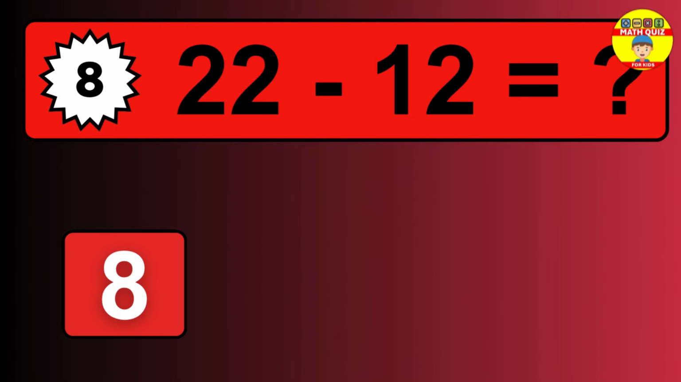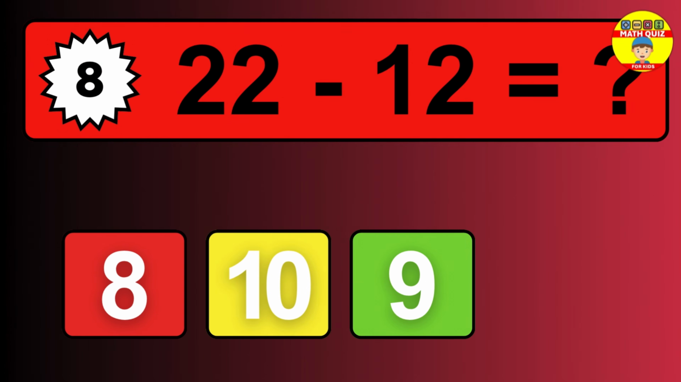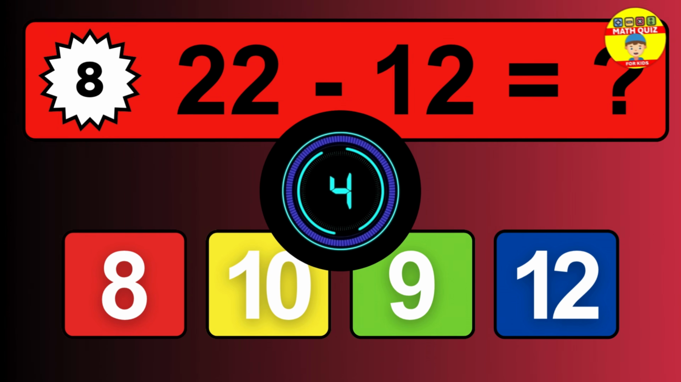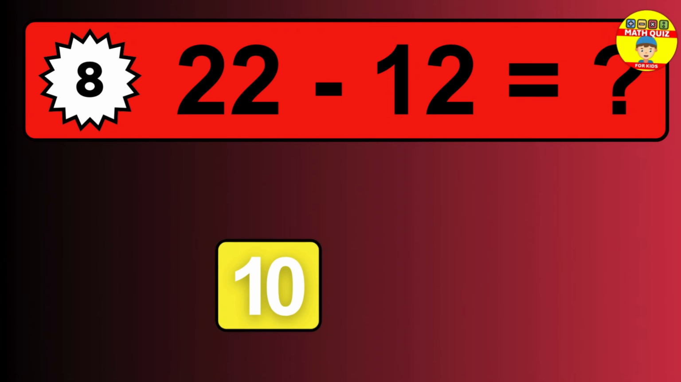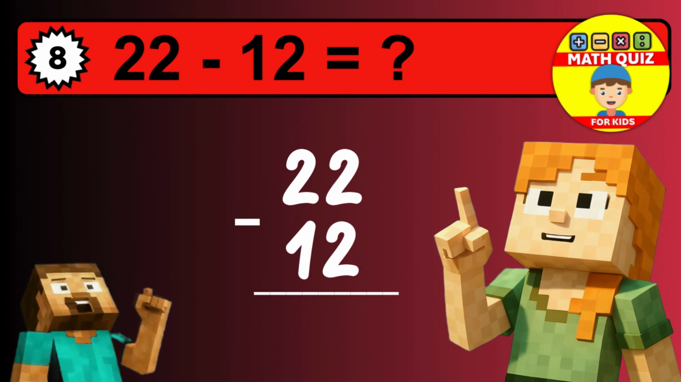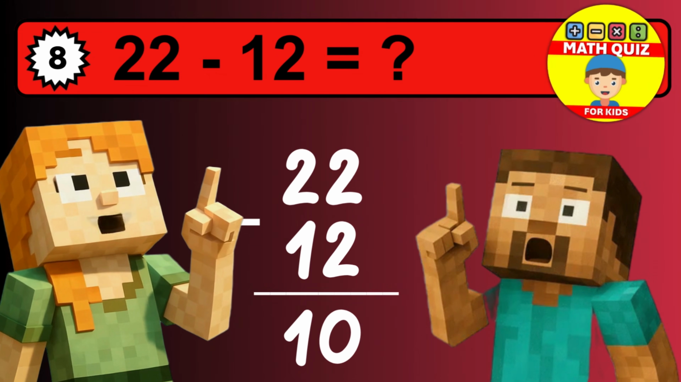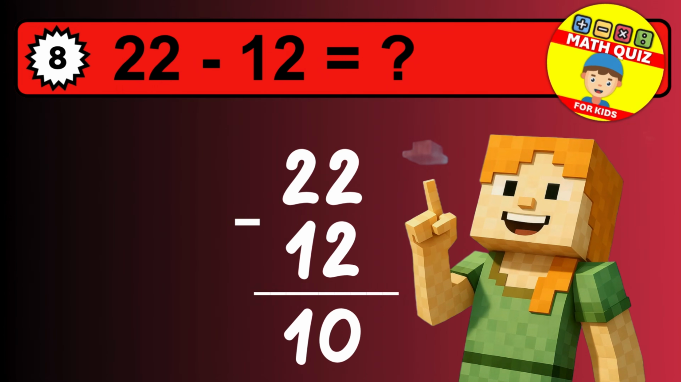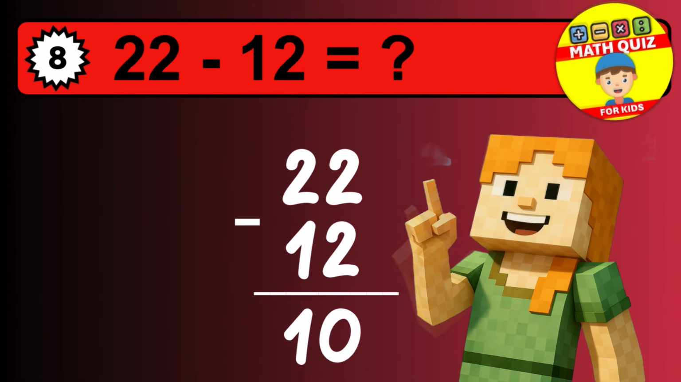What is 22 minus 12? Time to think. Let's solve this step by step. We start with the units. 2 minus 2 is 0. Then we go to the tens. 2 minus 1 is 1. The final answer is 10.